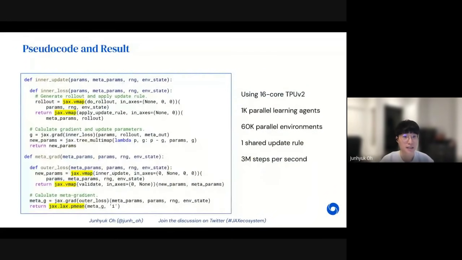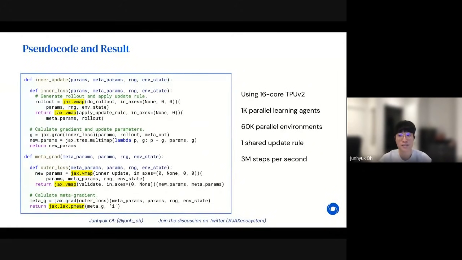If you go to the next slide, this is the pseudocode of our algorithm. Here, the top part implements the agent update, and the bottom part implements the meta gradient calculation. And the yellow part is the Vmaps and PMap that I mentioned in the previous slides. If we just remove these Vmaps and PMaps, then it essentially becomes the single agent update rule environment interaction. But by just adding a few Vmaps and PMaps like this figure, we can easily convert the simplest single interaction implementation to the massively parallel system that I showed in the previous slide.